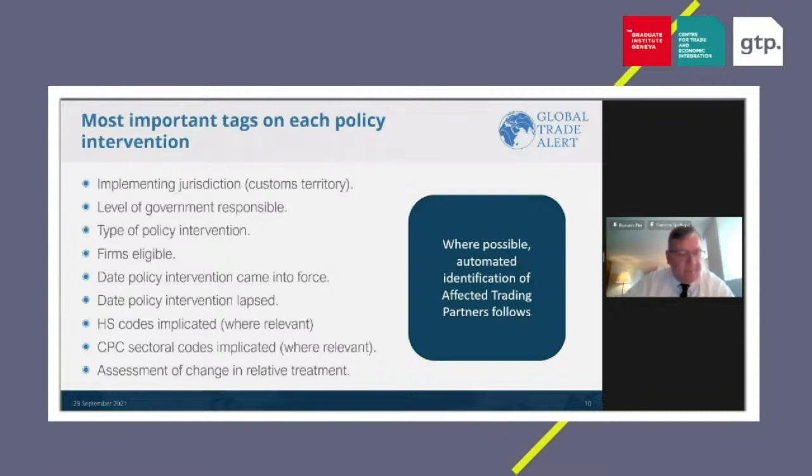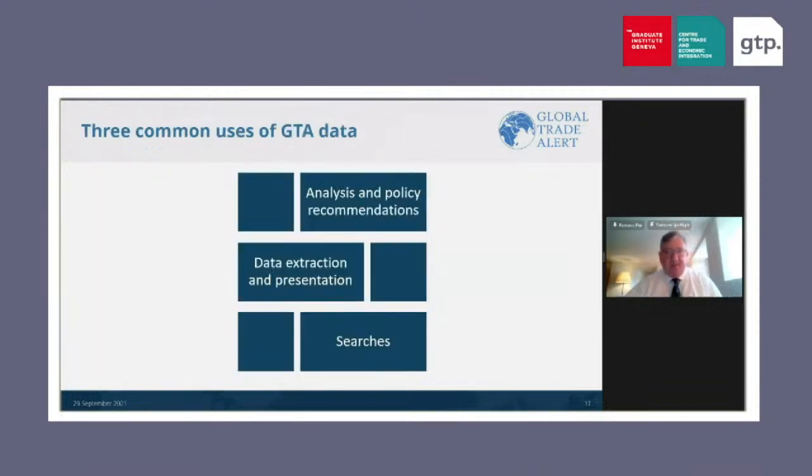Okay, I'll turn next then to the uses of our data before showing you the database or the website. There are three common uses of our database. There are other uses as well, but we find users searching our database for information on what their government has been doing or what foreign governments have been doing to their country's commercial interests. And we got a lot of inquiries from governments but even more from journalists asking for information on this. We also see people extracting information from our database and using them in presentations, and I'll show you how to extract information very soon.